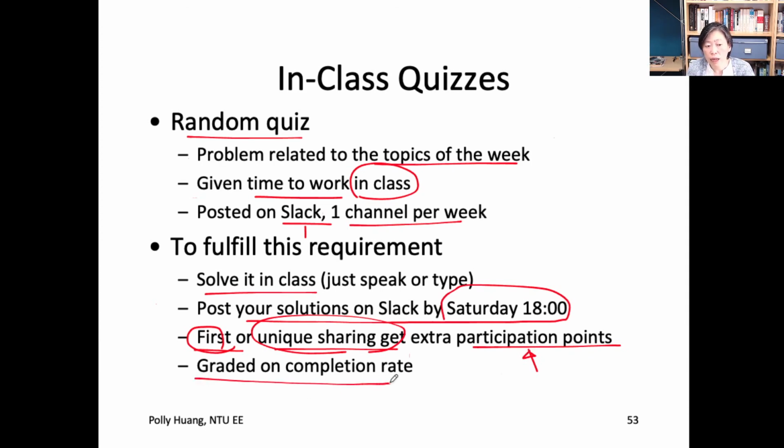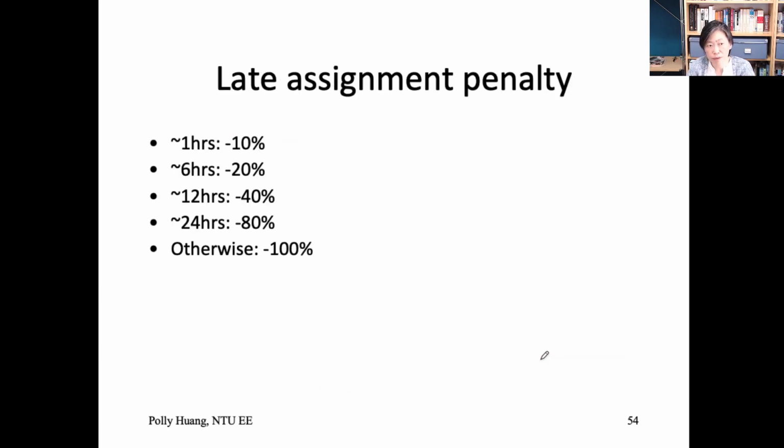And it's graded on the completion rate. So the quiz part is graded on completion rate. The participation part is something else, if you recall. Okay. Wait. Late assignment penalty.